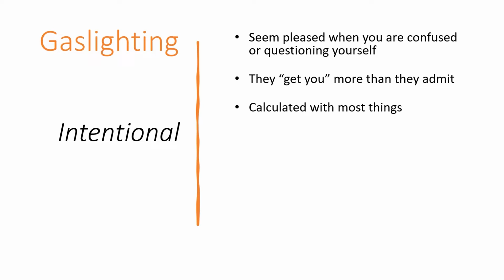A third sign is that they're calculated in most things. Intentional individuals will typically be thoughtful and calculated going into most interactions. You might notice in this relationship that this person may be calculated before they go into a social event or before they go in to have a conversation with their boss. And thinking things through ahead of time isn't necessarily a bad sign, right? Most of us should go into situations like that prepared, having thought ahead of time of some of the things we want to accomplish.